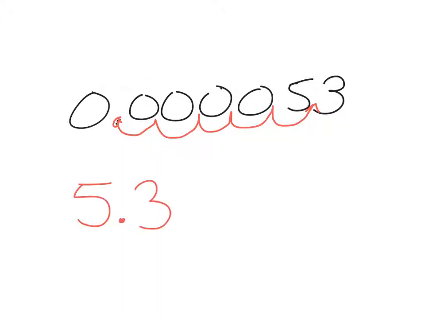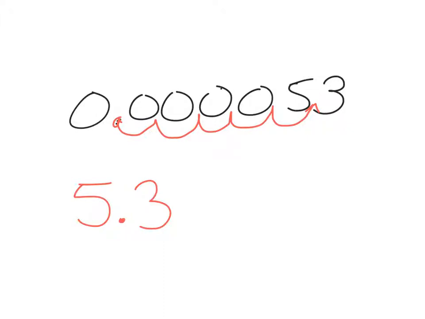I chose to move it 5 times again because if I only moved it 4 and put the decimal here, that would make it 0.53. That's too small. If I went too many times and moved the decimal here, that would make it 53, and that's bigger than 10, so that would be too big. So I stopped at the right number of places because I want it, again, to fall between only 1 and 10.